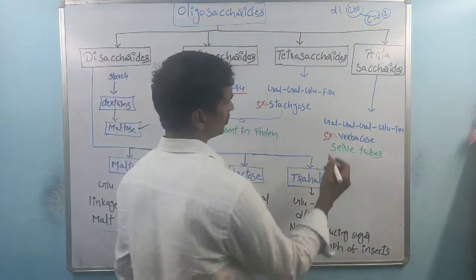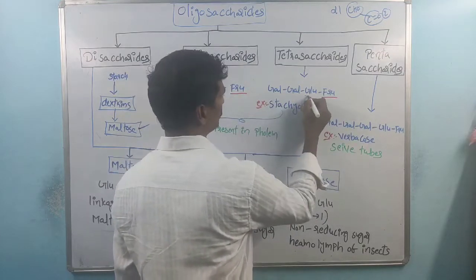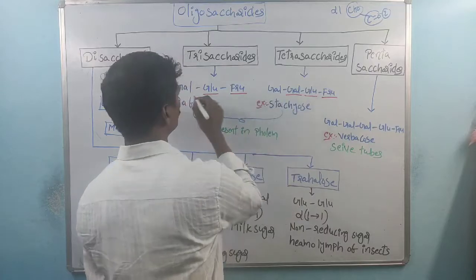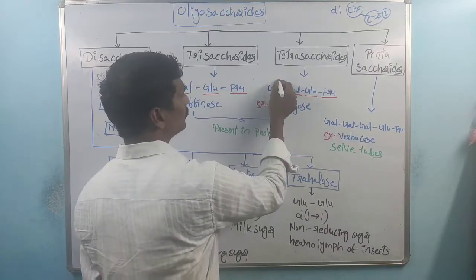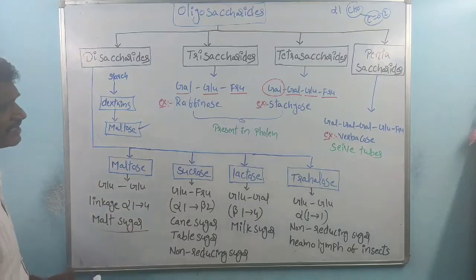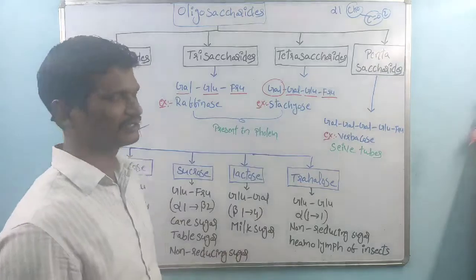Remember, the composition differs only slightly. Here fructose is there, here also fructose. Here glucose is there, here also glucose. Here galactose is there, here also galactose. Only one additional galactose molecule is present. Here the number of glycosidic bonds is 2. Here the number of glycosidic bonds is 3.